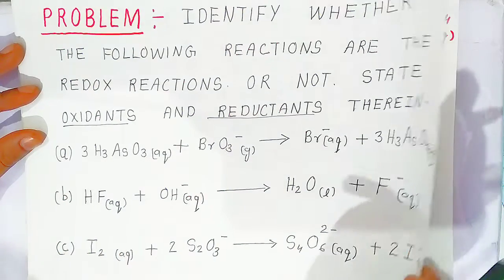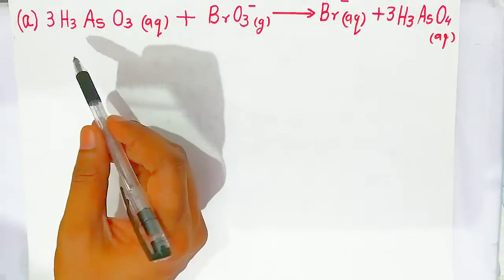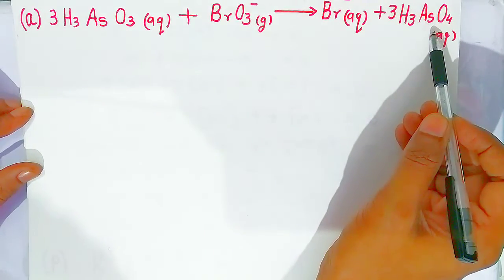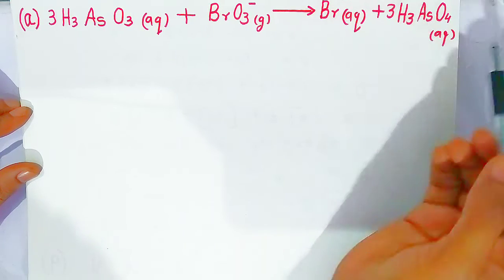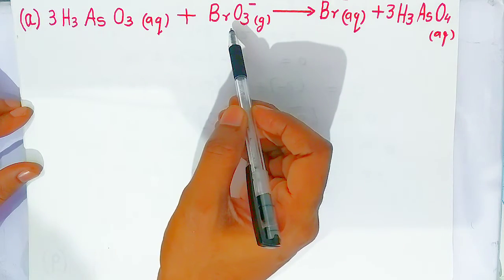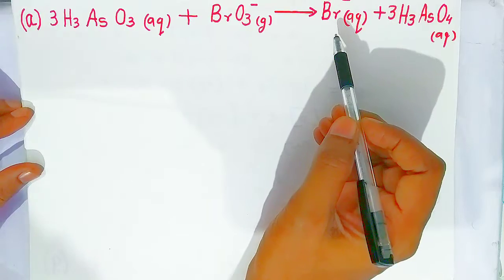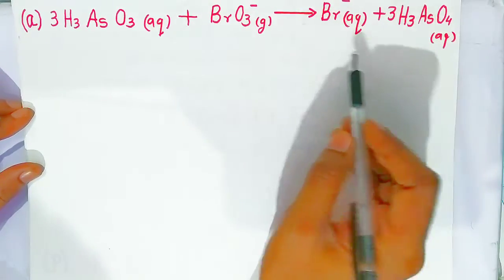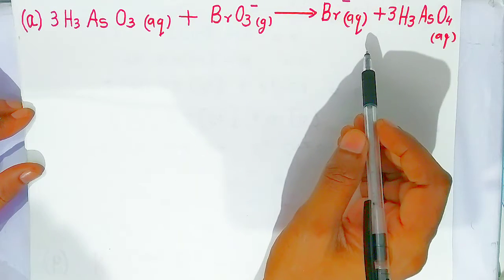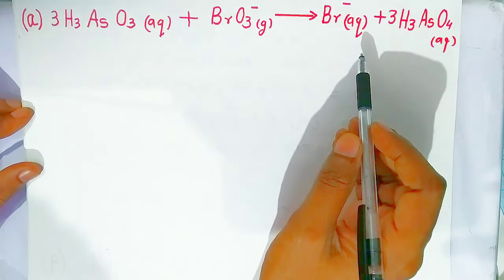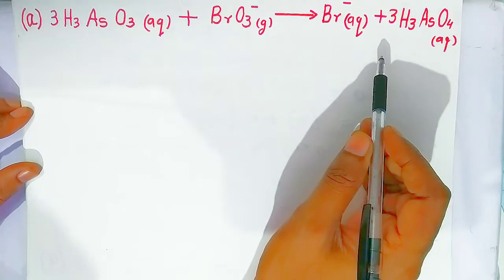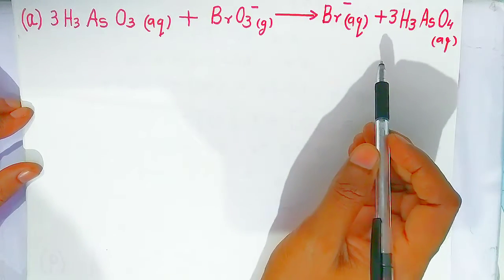So the first reaction we are going to see. This is the first reaction, students, where arsenious acid is converted into arsenic acid when it reacts with bromine trioxide and gives bromide. Now students, if you want to identify whether this reaction is an oxidation or a reduction, you first have to write down the oxidation state of all the elements. If you know the oxidation state of all the elements, then only you come to know whether oxidation or reduction is taking place or not.